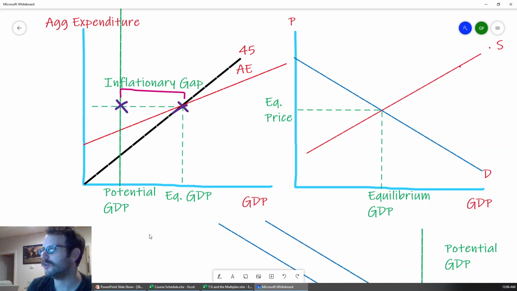So why is it inflationary? Essentially, if your equilibrium GDP is higher than your potential GDP, it means your employment levels are higher than full employment. Essentially, that means you're not only employing everybody who's cyclically unemployed, you're employing some people who are structurally unemployed, and you're employing people who are frictionally unemployed. So people who are frictionally unemployed are getting employed faster. People who are structurally unemployed are being employed as well. By doing so, you're essentially driving the wage up, right?